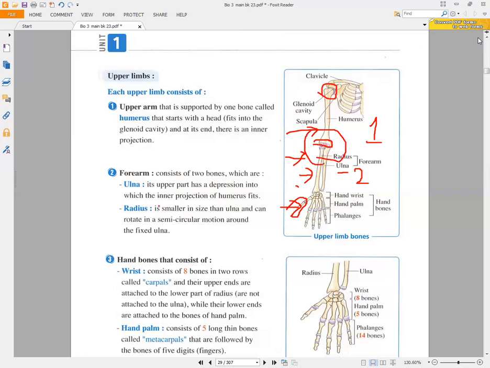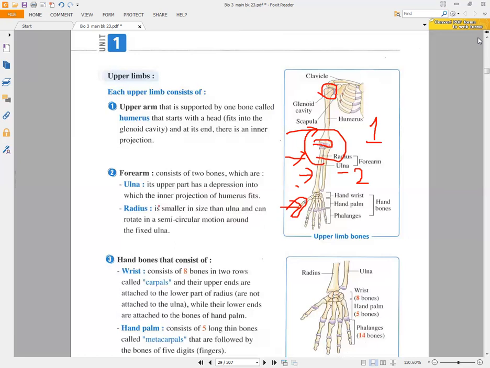So if I ask you about the total number of bones found in the elbow joint, the elbow joint here consists of the inner projection of the humerus that fits into the depression that is present inside the ulna. So here we will have two bones, okay? But this is not the true answer.